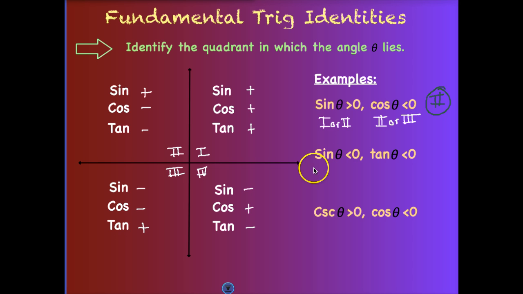For the next one, sine of theta is less than 0, we know is down here in 3 or 4. Tangent theta less than 0 has to be here, has to be quadrant 4. For the last one, we have to decipher what cosecant is. We don't see cosecant here, but we know it's the reciprocal of the sine. Well, when is the sine greater than 0? 1 and 2. When is cosine theta less than 0? Only 2. So for this one, the quadrant is 2.